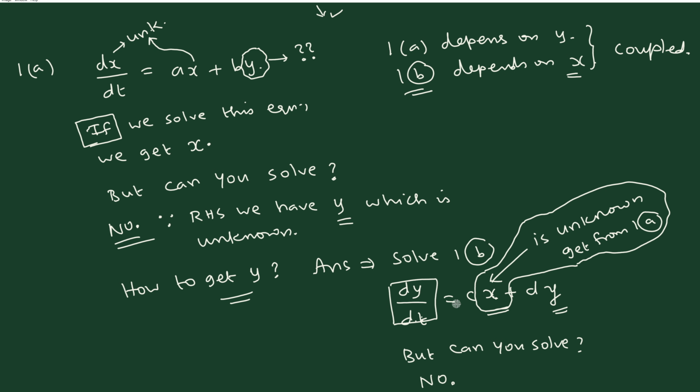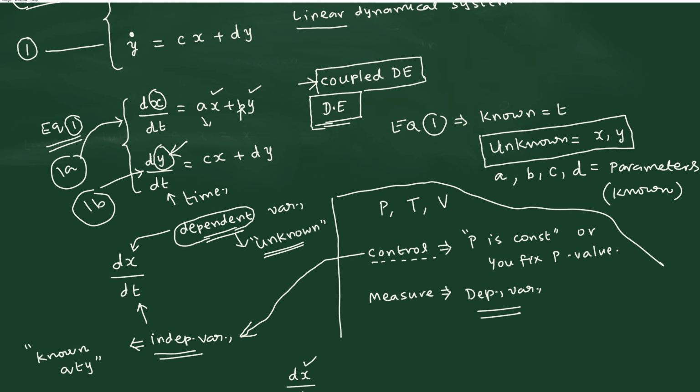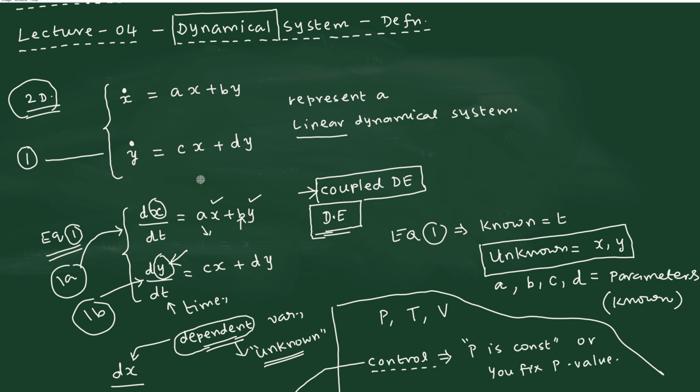Otherwise, not possible. So that is the meaning of this particular statement. 1b depends on x. So ultimately what happens is that the set of equations that we have written down here, namely the combination of dx by dt and dy by dt, cannot be solved independent of each other. And therefore we put a bracket like this. You see this particular bracket I am talking about. So this bracket represents that this is a coupled differential equation.